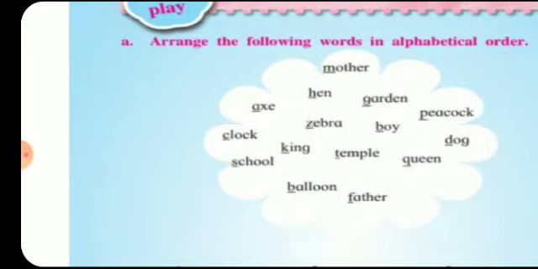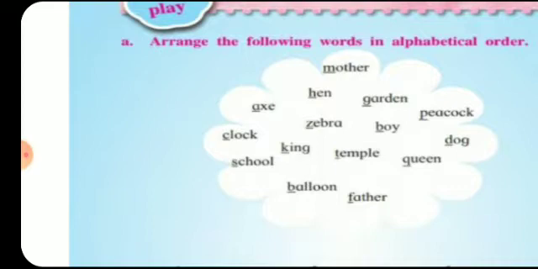Children, in the last period we have learned how to arrange the words in alphabetical order. We will take a quick revision of that. Alphabetical order means the order in which we write the ABCD. That is called the alphabetical order. Now here words are given and you can see the first letter of each word is underlined. Here in mother, M is underlined, then hen, H is underlined, G, P, D. So all the first letters of the words are underlined.